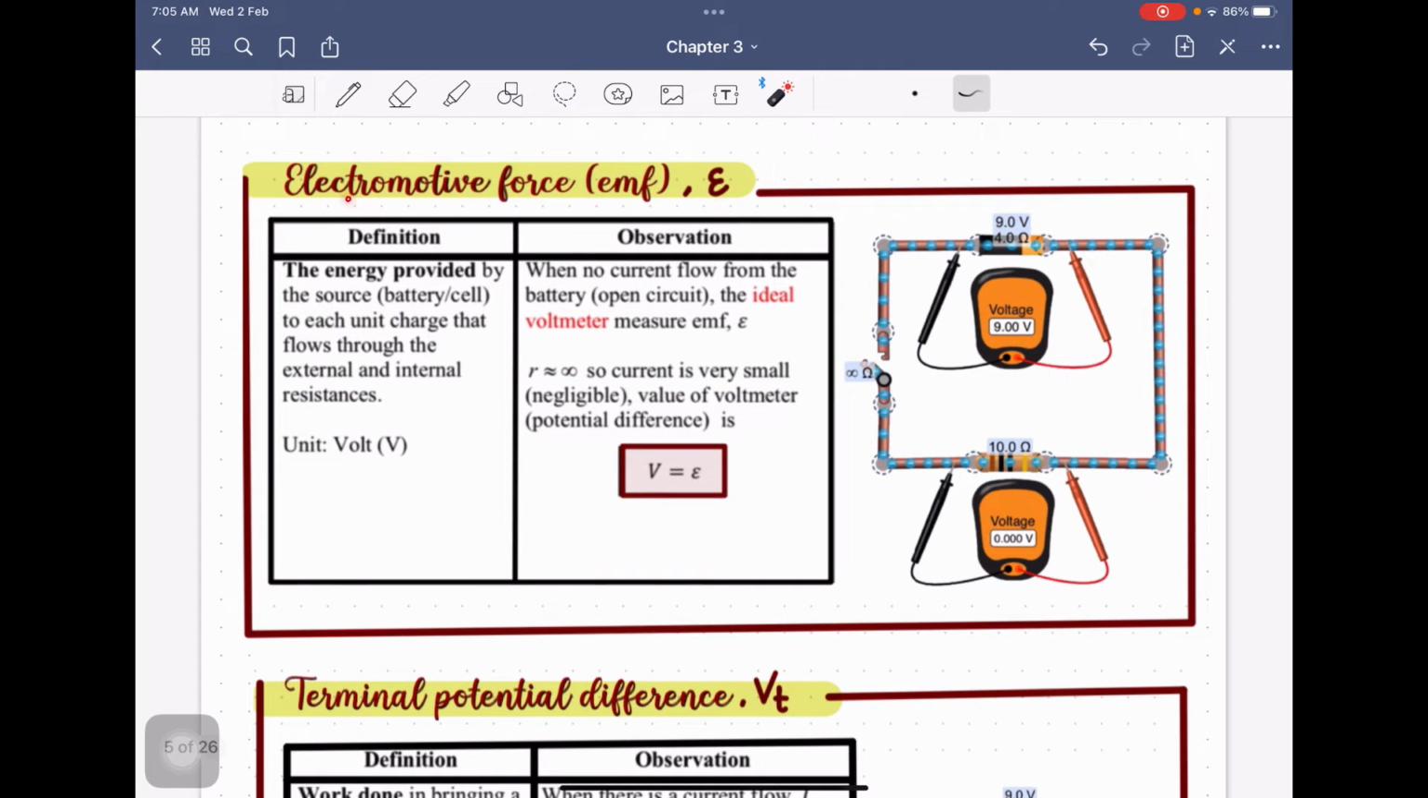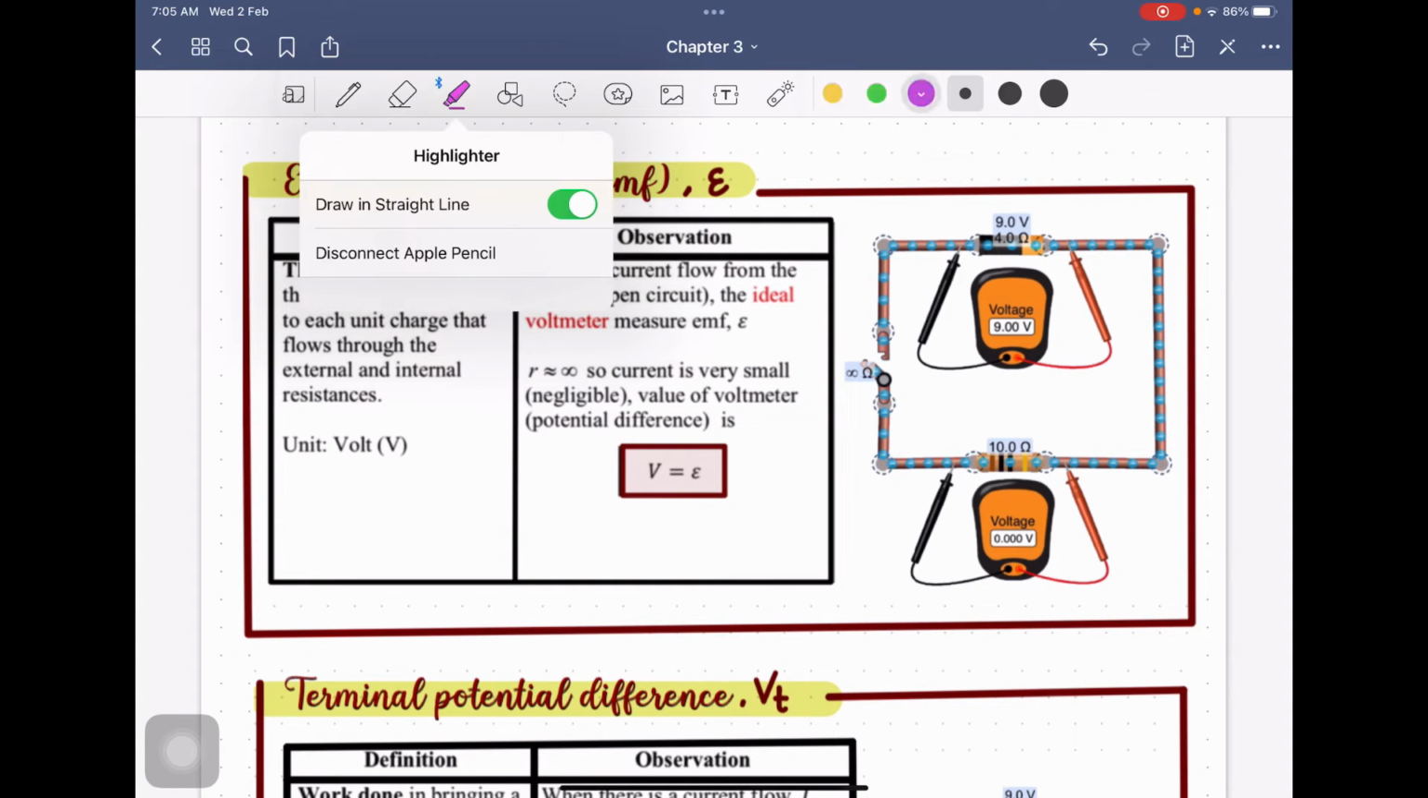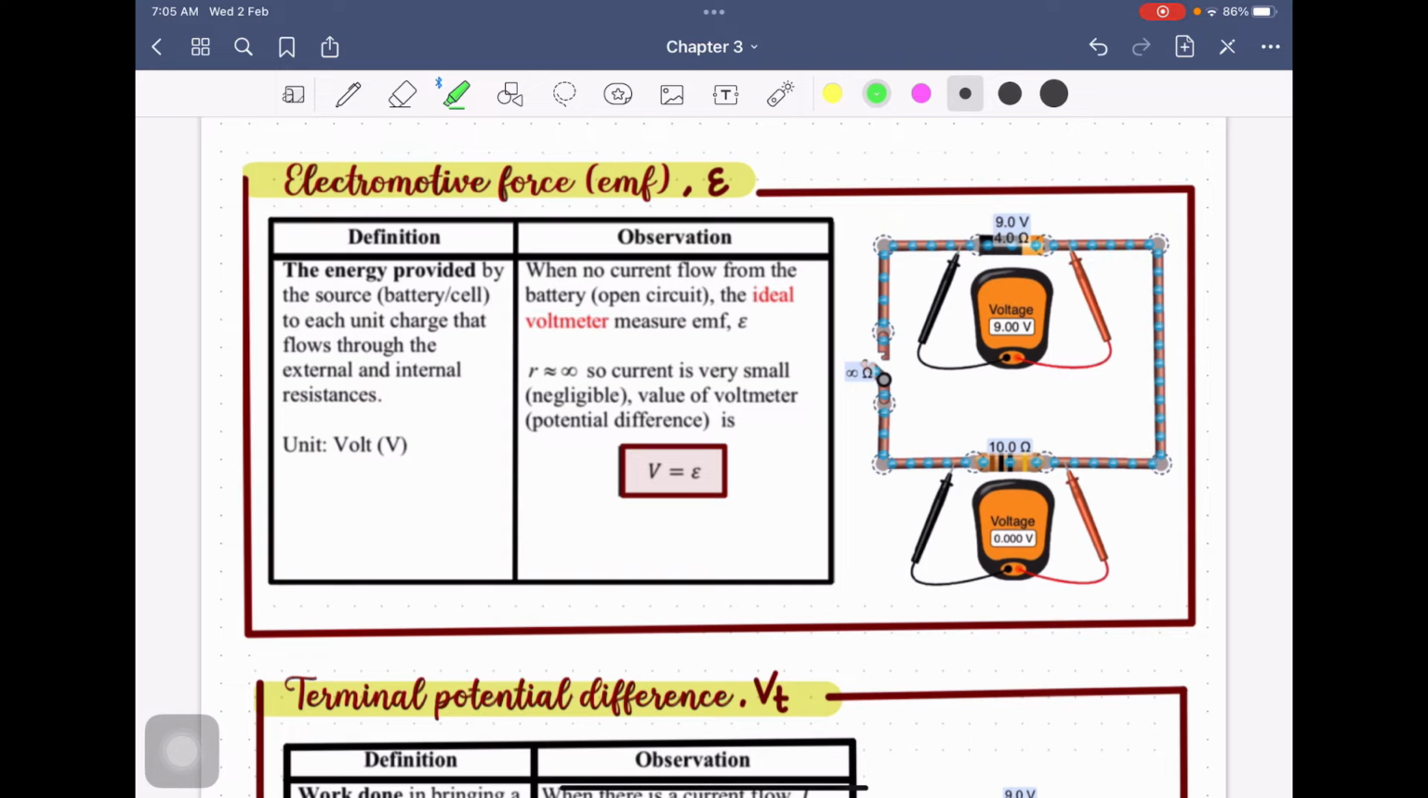Apa itu electromotive force ataupun EMF? Okay, ini simbol untuk EMF. Okay, the definition adalah energy provided by the source ataupun battery ataupun sel kita to each unit charge that flow through the external and internal resistance. Okay, adalah energy provided yang akan lalu kepada external dan internal resistance. Okay, the unit is volt.